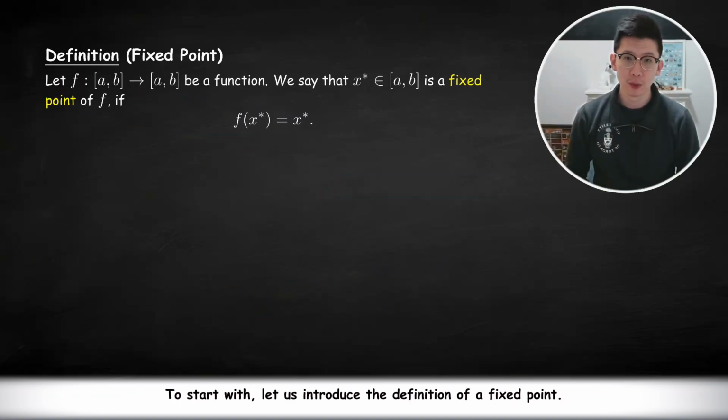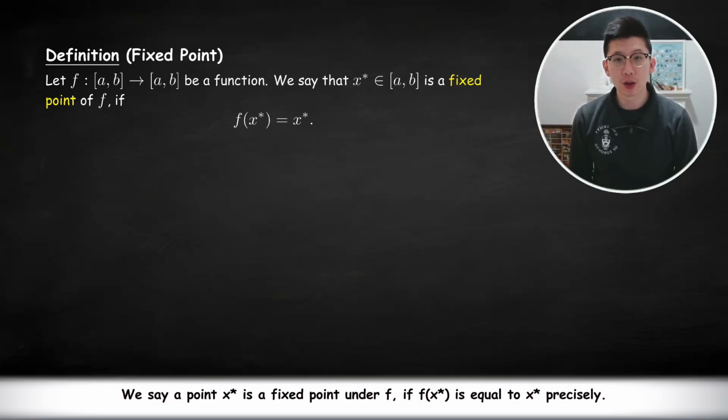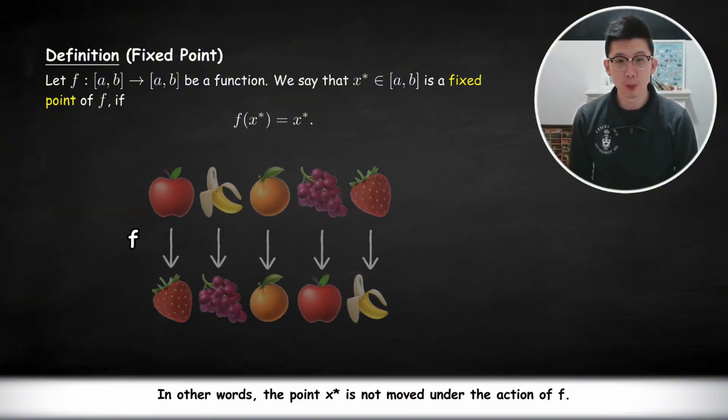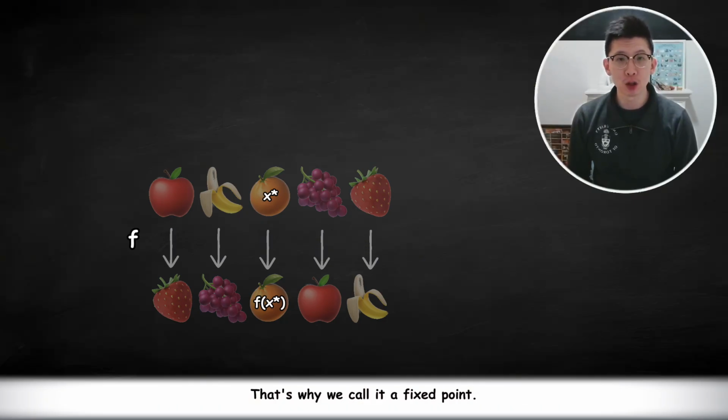To start with, let us introduce the definition of a fixed point. Assume that f is a function from the closed interval [a, b] into itself. We say a point x star is a fixed point under f if f(x star) is equal to x star precisely. In other words, the point x star is not moved under the action of f. That's why we call it a fixed point.